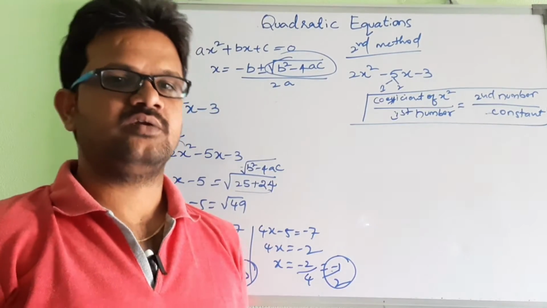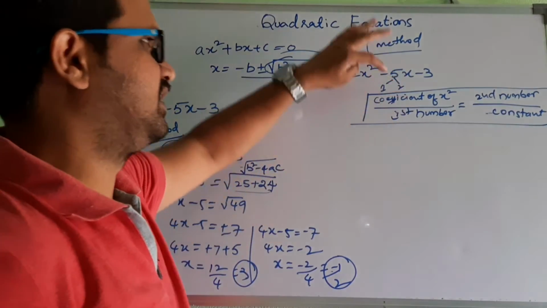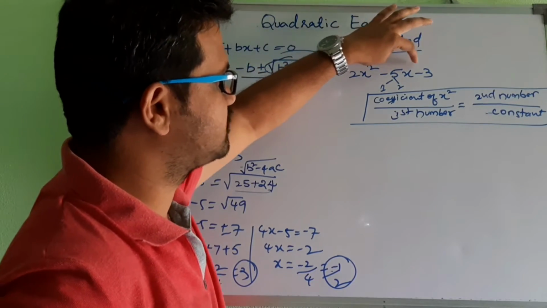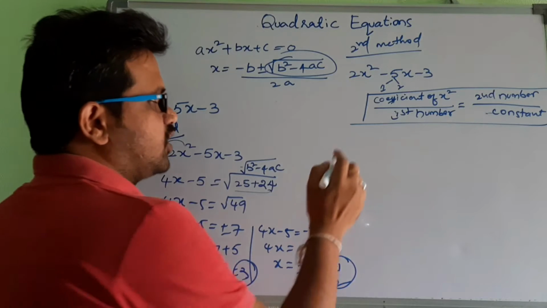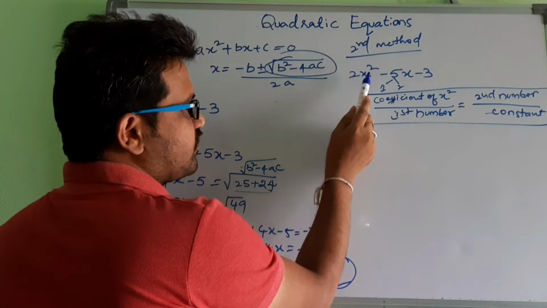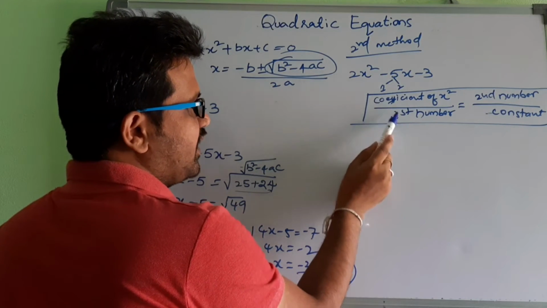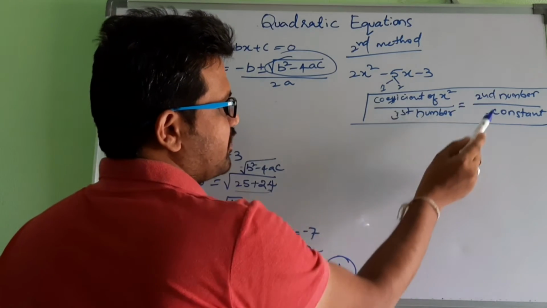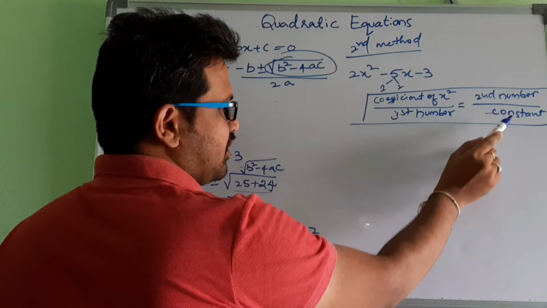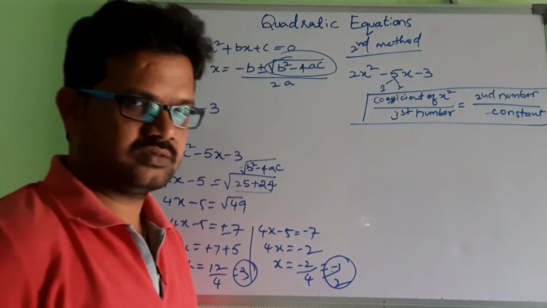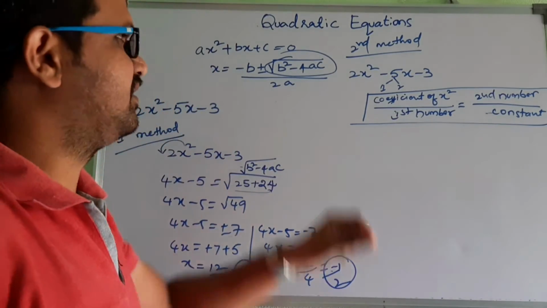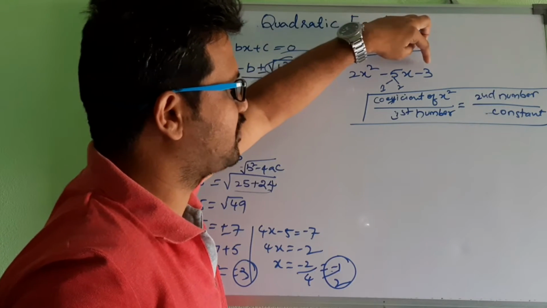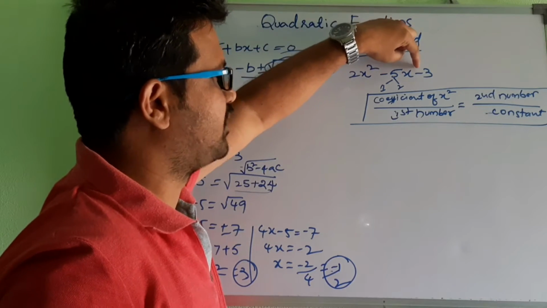After solving a few questions, you will feel it is very easy. Write that: 2x² - 5x - 3. So how to split? The coefficient of x², that is 2, divided by the first number we split equals the second number divided by this constant. See how to split. I will say here 2x² - 5x - 3, minus and minus.